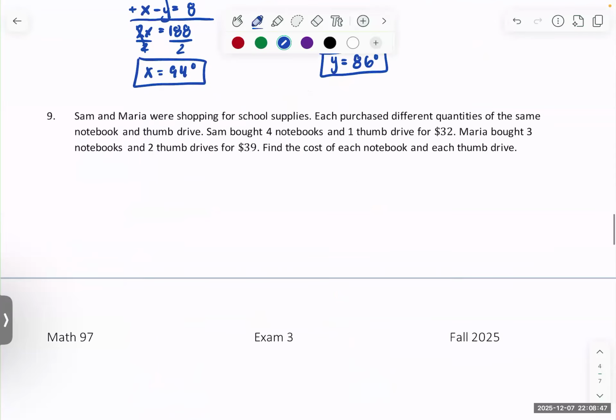Okay, Sam and Maria were shopping for school supplies. Each purchased different quantities of the same notebook and thumb drive. I'm going to let x be notebooks and y be thumb drives, just because N and T might confuse people. So Sam bought 4 notebooks, so 4x plus 1 thumb drive, and they spent 32 bucks.